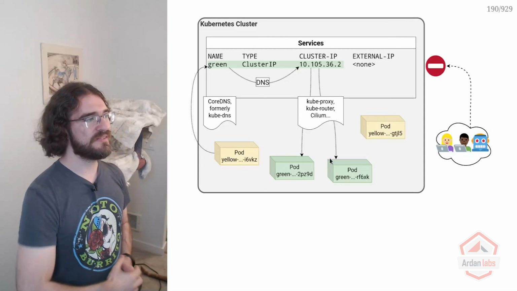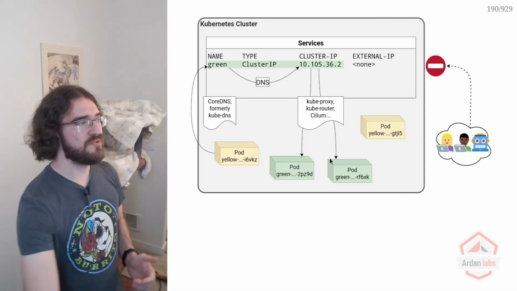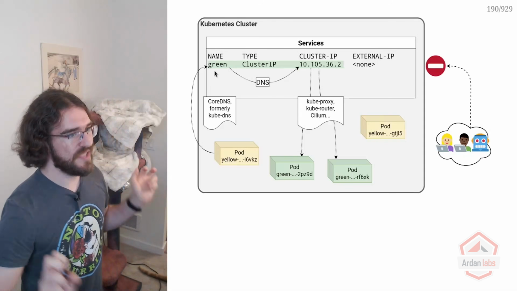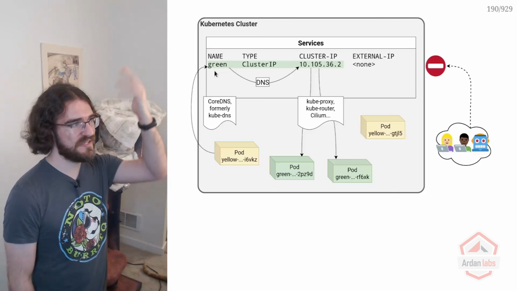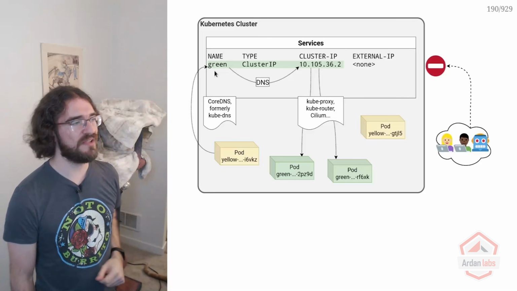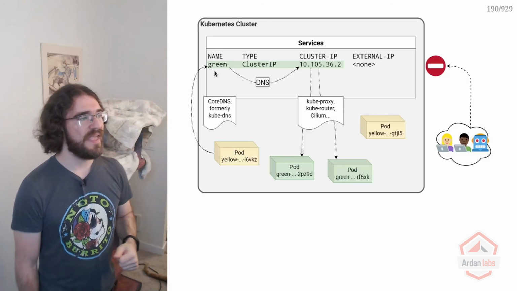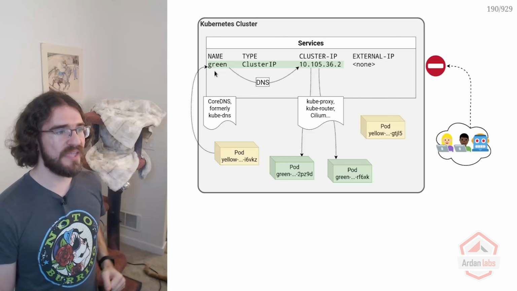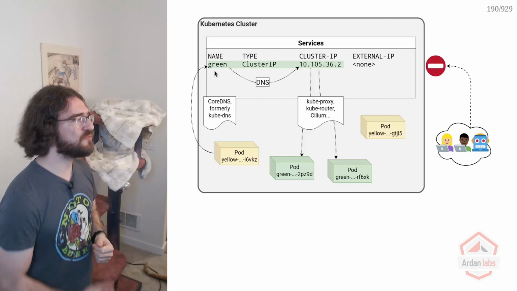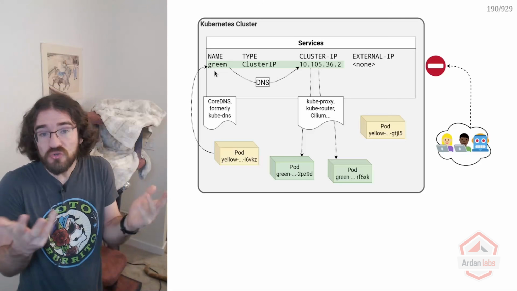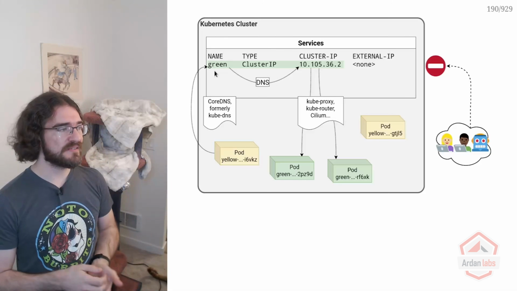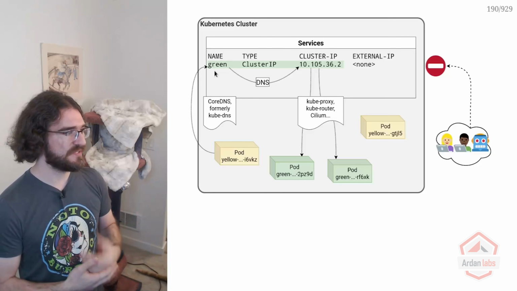Now, instead of connecting to the cluster IP, you can connect to the name. And when I say connect to the name, it means that we do a DNS resolution and then we connect to the resulting address. And DNS, again, in most clusters, will be handled by CoreDNS, but you could also replace it with something else if you have specific requirements.